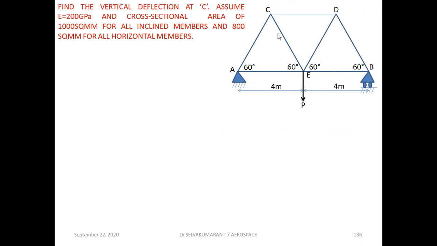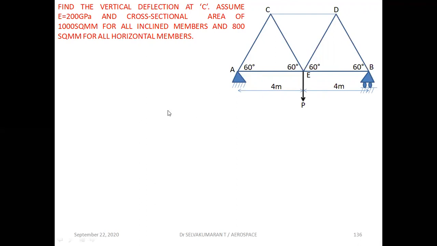Let there be any number of loads acting on a structure. We don't have to bother. With the help of the unit load method we can easily get the deflection at a particular joint. Now the joint is C. At C, I have to find the deflection.